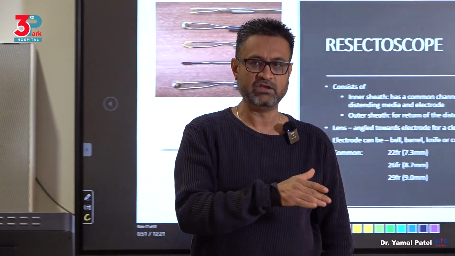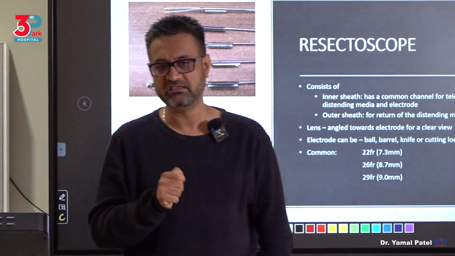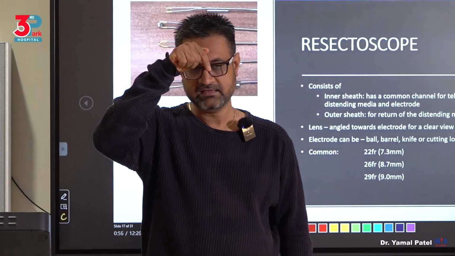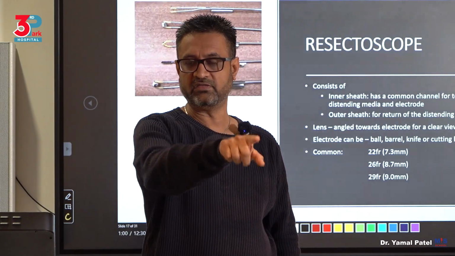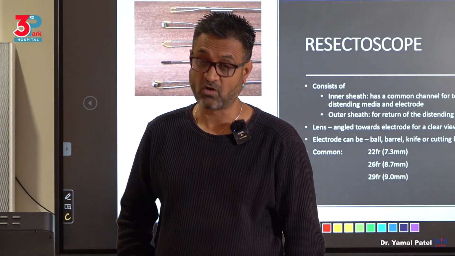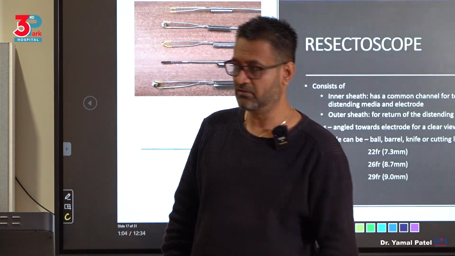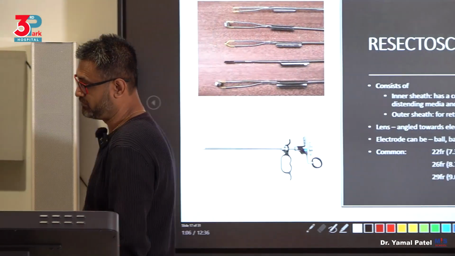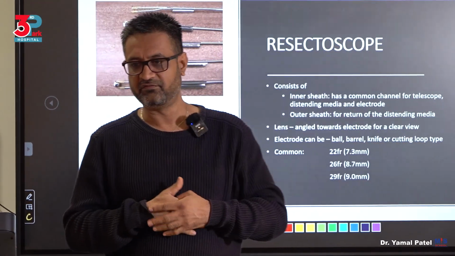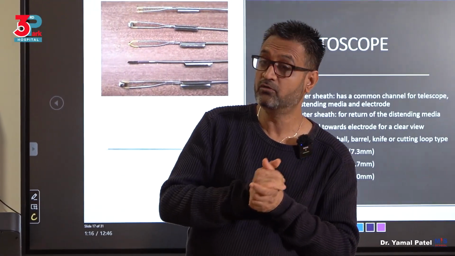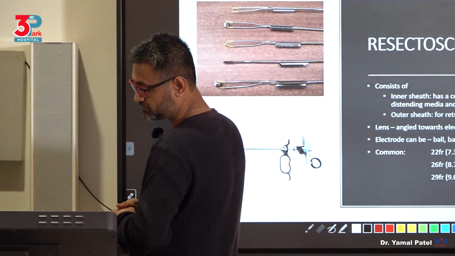So similar to the regular hysteroscope, the inner sheath is the one that has the port for the fluid, it has the port for the scope, and it will also be the one where the instrument goes through. Then we have the outer sheath that actually has the fenestrations and the outflow of the fluid. So you have an outflow and an inflow.